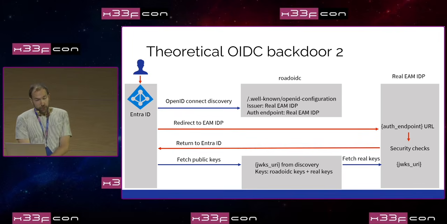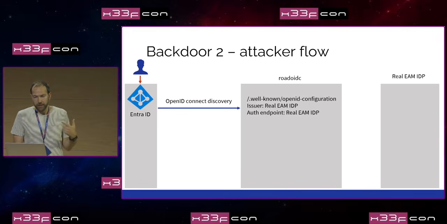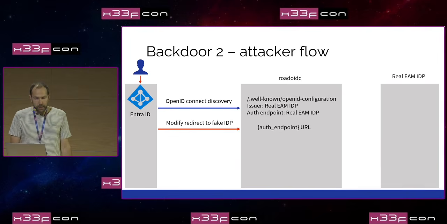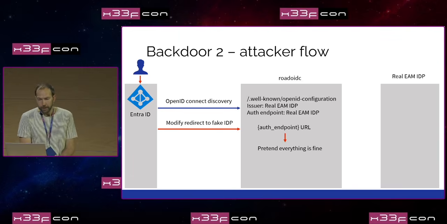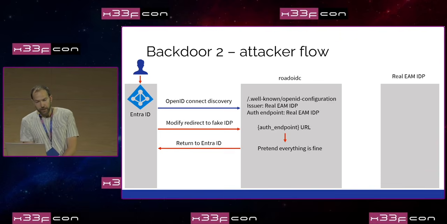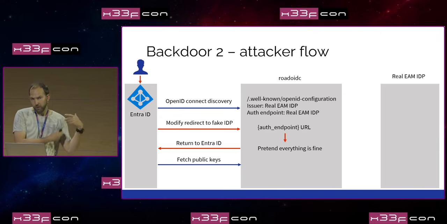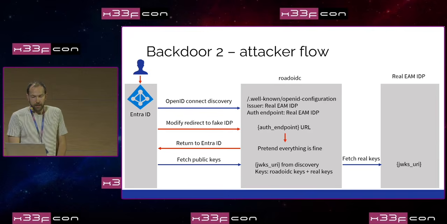And then, if we want to use this backdoor, then we basically change the flow a little bit. So in this case, the discovery still takes place. But if we are redirected to Duo, we just change that to, instead of going to Duo, we go to roadoidc. Well, we know roadoidc doesn't care. It's just going to redirect back to the tenant, and then we completed the MFA. And this will work because we will sign the ID token with our keys, and the keys are basically a combination of the real keys plus the fake keys from Duo.